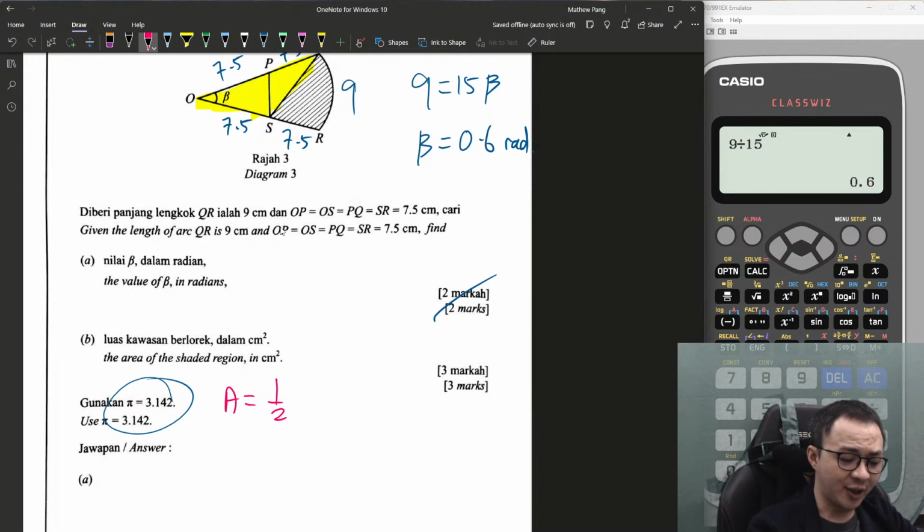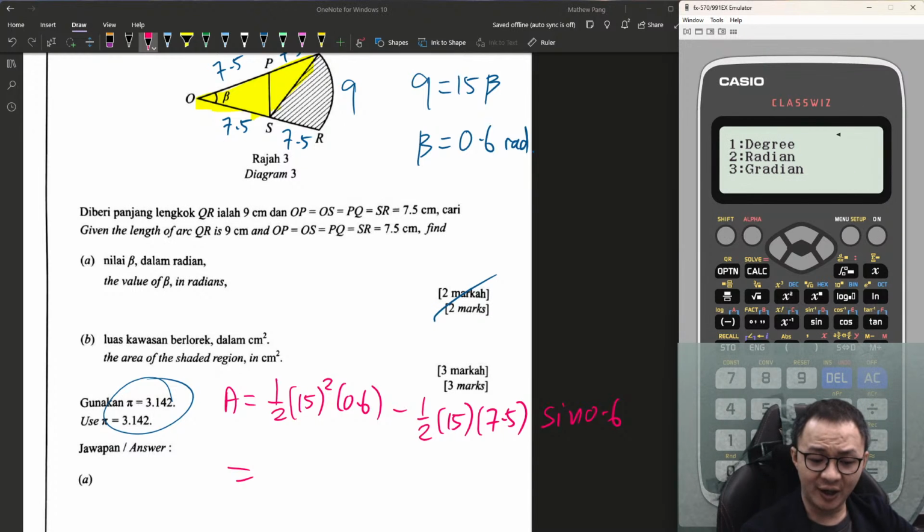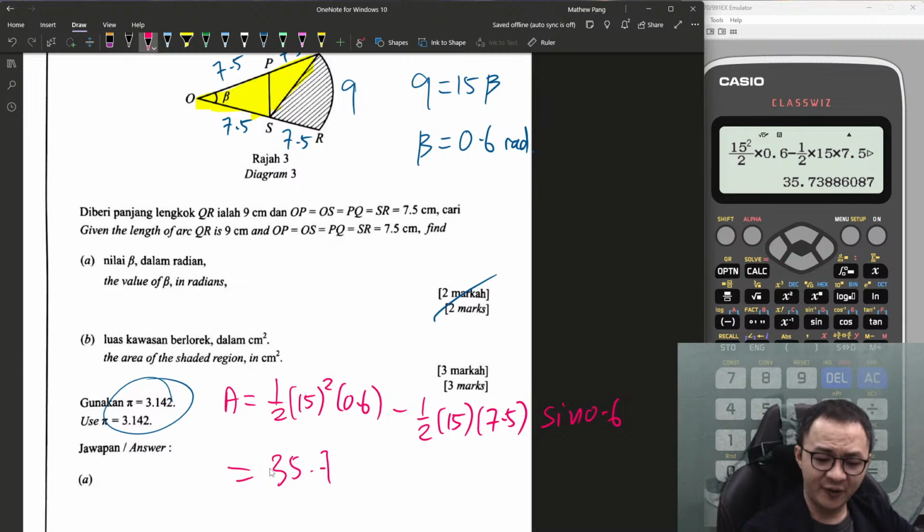Area of sector is half r squared theta minus half ab sine C. Half, a is 15, b is 7.5, and sine 0.6. Change the calculator back into radian, because right now I will type sine with radian. So it will be 15 squared over 2 multiply 0.6 minus 1 over 2 times 15 times 7.5 times sine 0.6. So 35.74 centimeters squared.